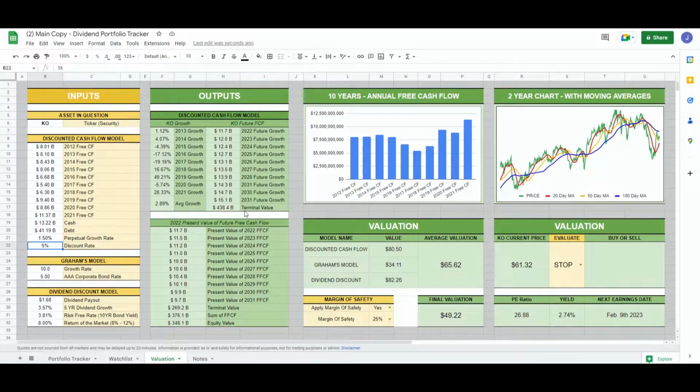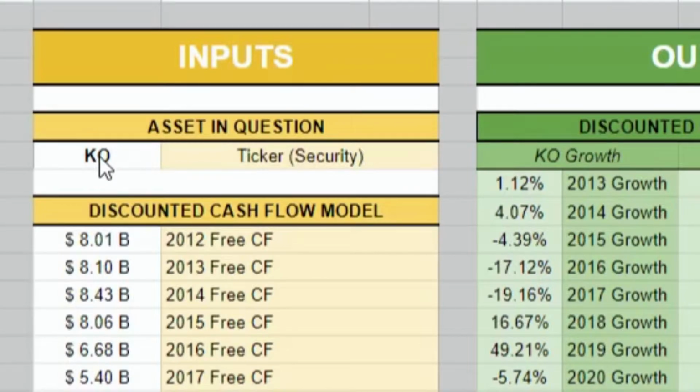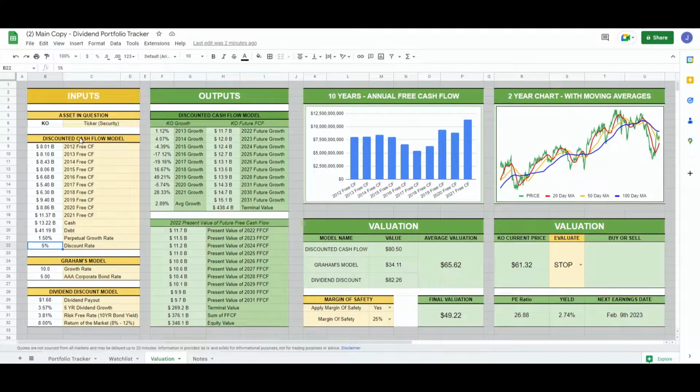Today we're going to do a valuation on one of the most popular Dividend Aristocrat stocks, Coca-Cola, ticker symbol KO. We're going to evaluate this stock with one of my new spreadsheets that I just built here recently.